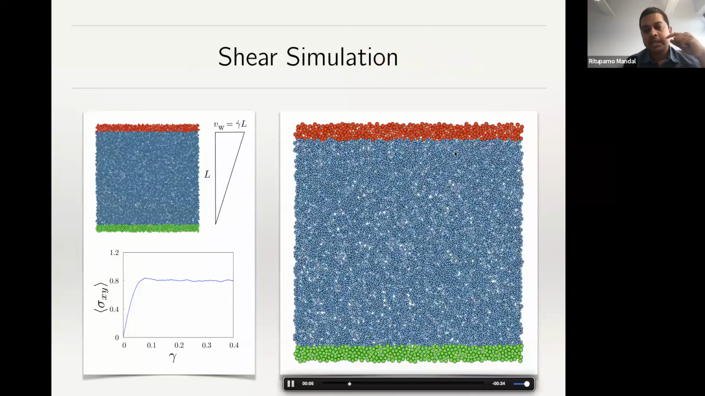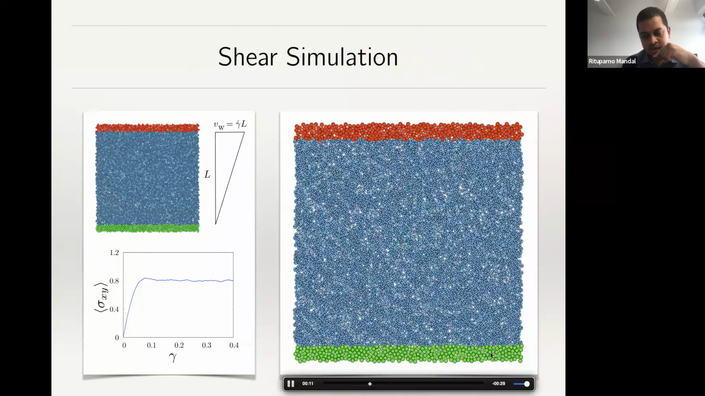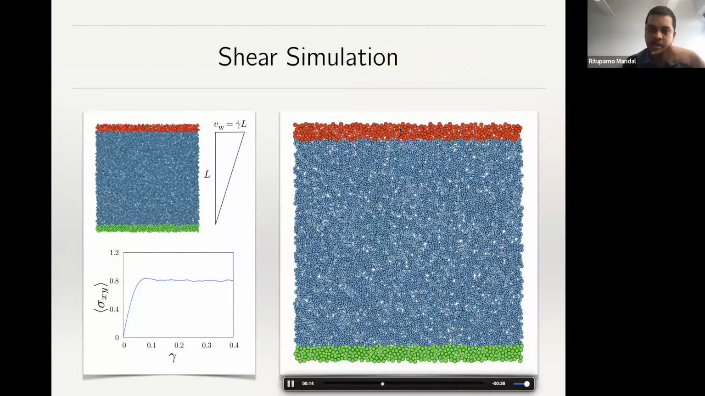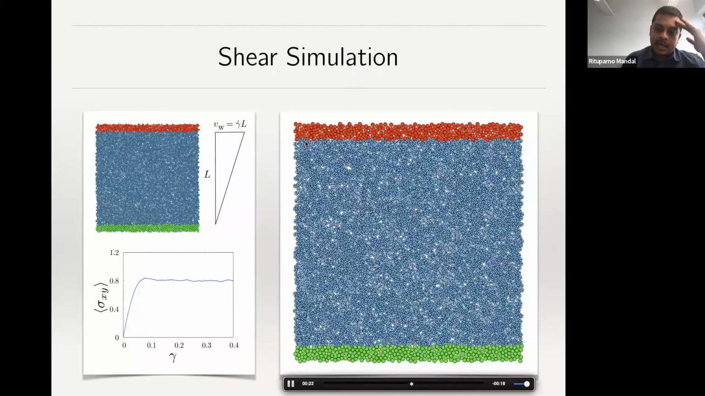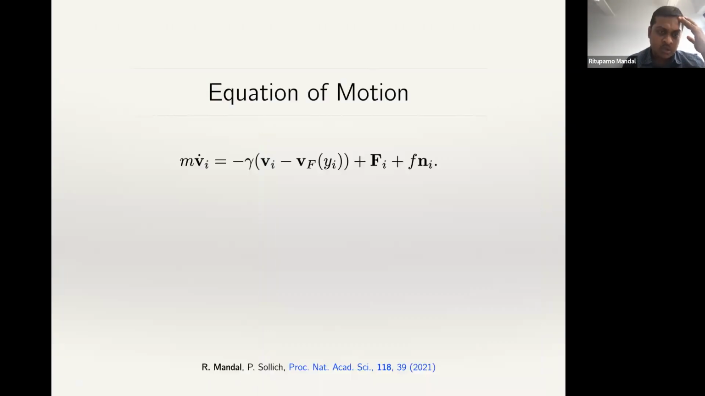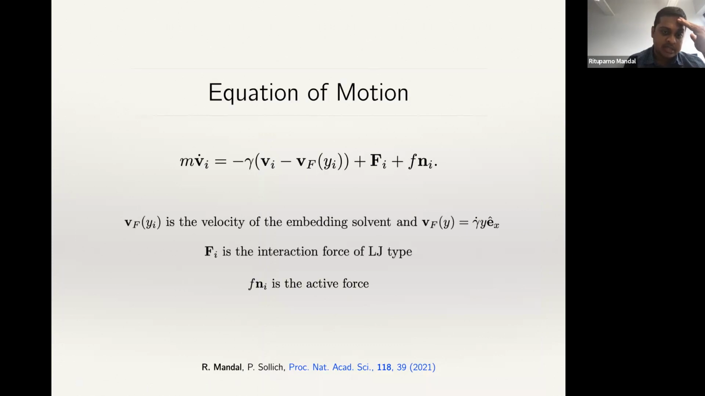So I will be confining the material between two plates, where the lower wall is fixed and the upper wall is moving with a constant velocity. And the velocity of the upper wall is determining the shear rate of the system. And here is the equation of motion for each particle. This is exactly the same as we had before, except this new term, because I'm also assuming that there is a solvent fluid which is also moving affinely, and it has this simple affine form, and the particles in my glassy material are being dissipated to that fluid. So this is the only additional term that we have, and apart from that, everything else is the same.